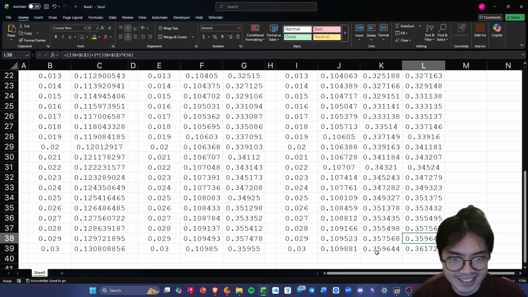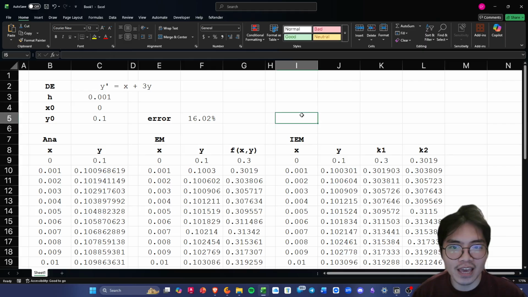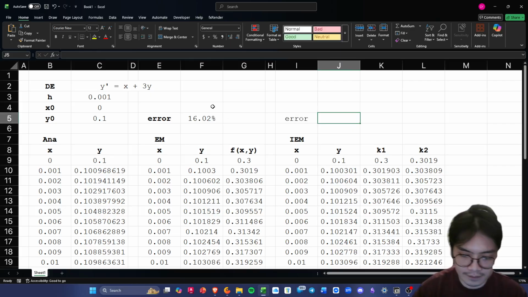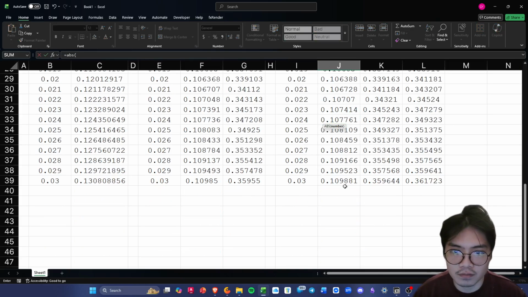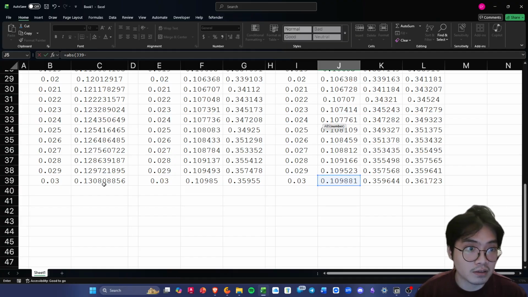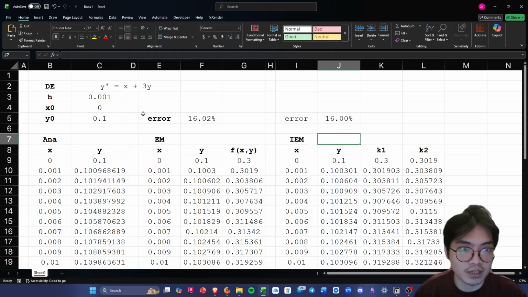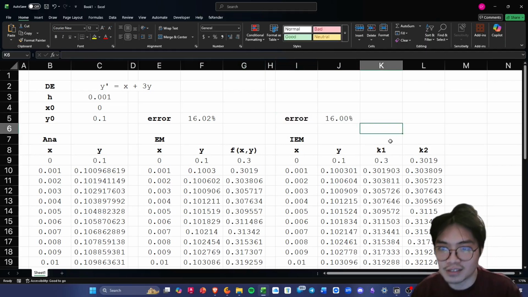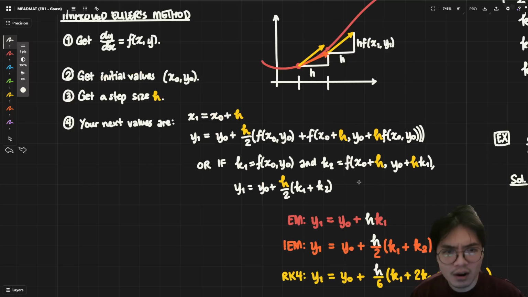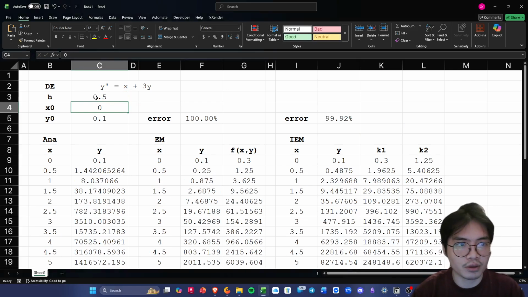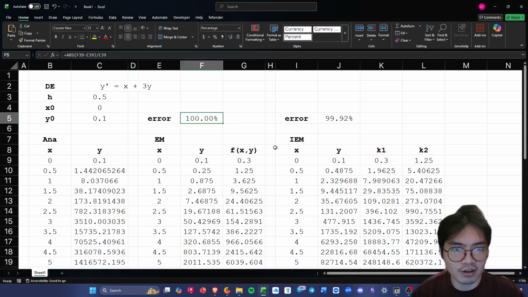Still not great. So the error now for this, let's look at this, will be the absolute value of this divided by C39. So the error now is going to be 16%. Well, okay, not that great still. Are we doing something wrong? And now that I'm thinking about it, 0.5. Look at that, the error is 100%.